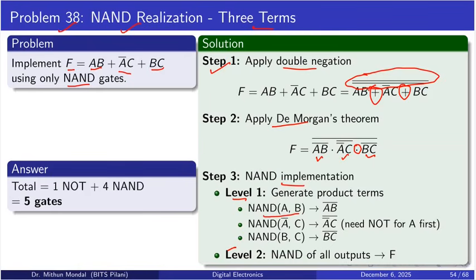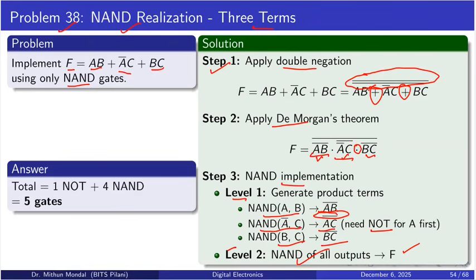The NAND operation of AB will give you AB bar. The NAND operation of AC will give you A bar C, and then we need one NOT gate also to obtain this A first. Then we need the NAND operation of BC, which will give you BC bar. And finally in level 2, we connect all the outputs together to have the final implementation in the form of F.